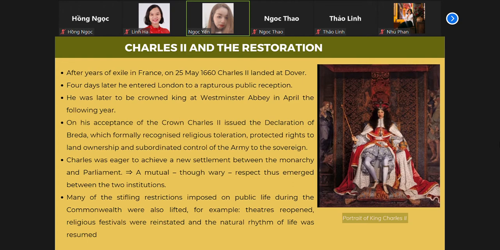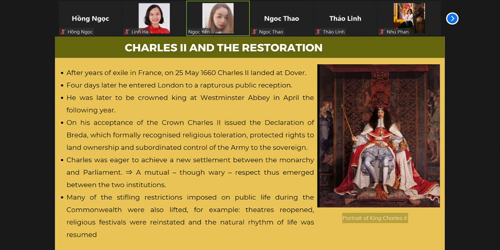After the acceptance of the throne, Charles II has some positive movement. First, he issues the Declaration of Breda, which formally recognizes religious toleration, protects rights and land ownership, and subordinates control of the army to the sovereign. He is also eager to achieve a new settlement between the monarchy and the parliament. For his effort, there is mutual respect, although there are some worries inside. However, the monarchy and the parliament respect each other and emerge as two institutions.